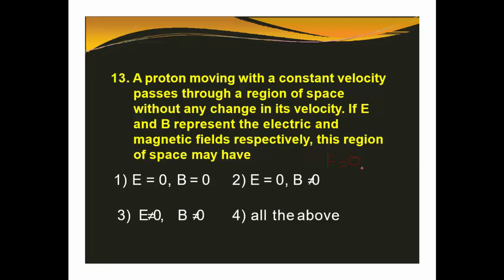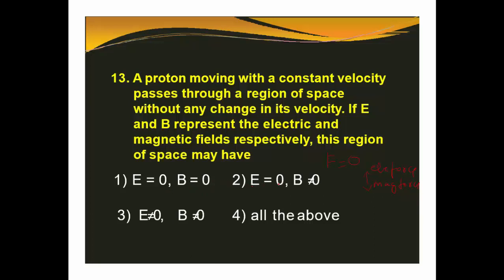If the force on the charge must be 0, either electric force or magnetic force, they must be equal and opposite. For F should be 0. If E is 0, B is 0, means no electric force, no magnetic force, no net force, so option will be 1. But go for second also. Don't decide only one is the option. Okay, one will be correct option, because no electric field, no magnetic field, no more forces, no change in velocity.